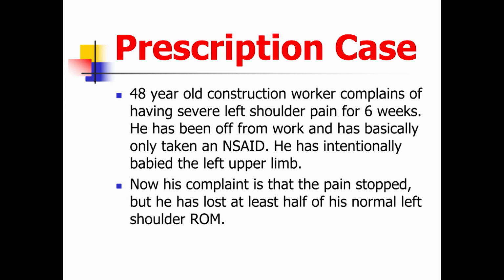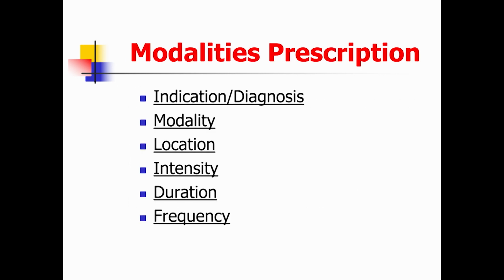This is a case: a 48-year-old construction worker complains of having severe left shoulder pain for 6 weeks. He's been off from work and has basically only taken an NSAID. He has intentionally babied the left upper limb. Now his complaint is that his pain has gone away, but he's lost at least half of his normal left shoulder range of motion. This is a classic case of what? Yeah, sure. Whatever he had originally got better, and now he didn't use his shoulder for a while, and the shoulder capsule will shrink very quickly. His did, and now he's lost 50% of the range of motion.